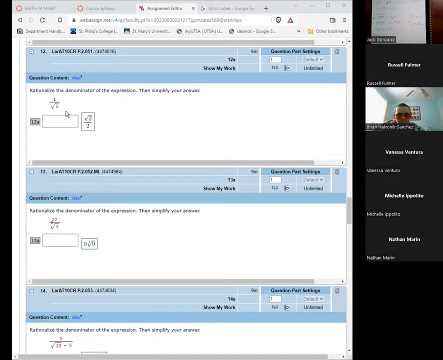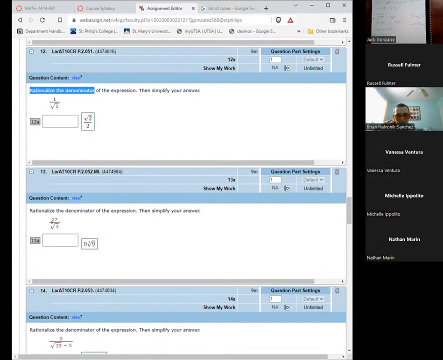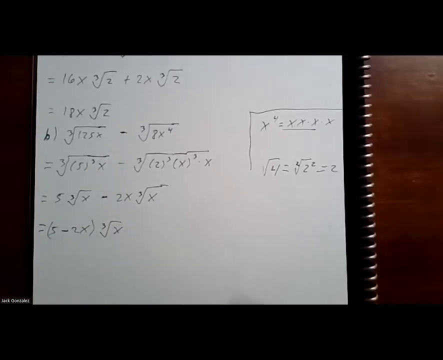So 12 and 13 are asking you to rationalize. That just means get rid of the square root or get rid of the root at the bottom. Here we have a square root, here we have a cube root. So in order to get rid of a square root, you'd have to force the square. To get rid of a cube, you got to force a cube. That's all. Or complete the cube. Let's do that first one, just in case. You guys cool on this page?